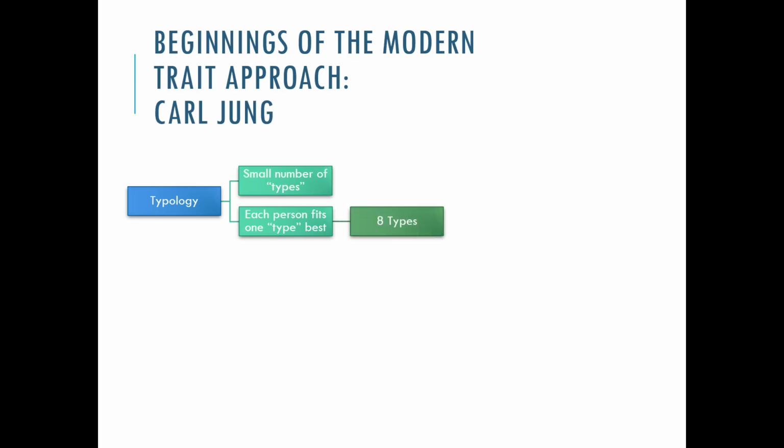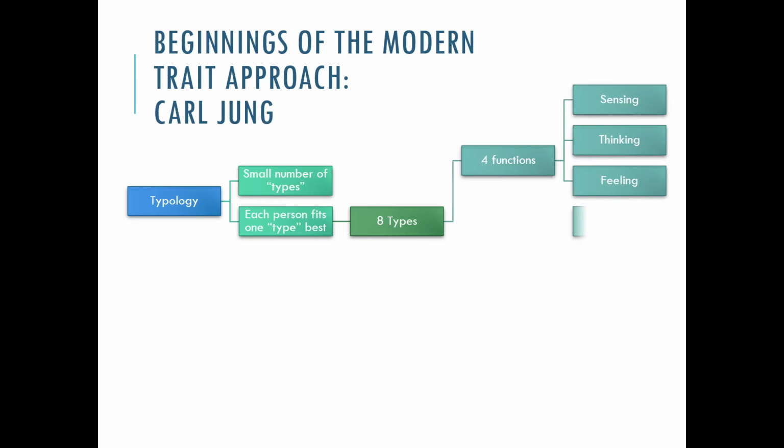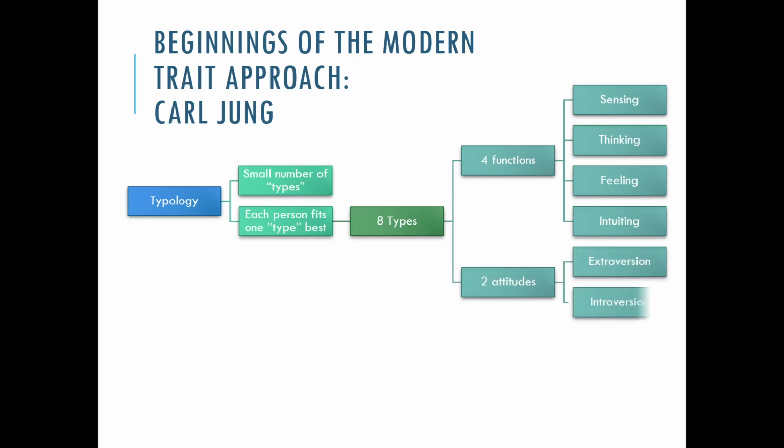He hypothesized that there were 8 basic types of people. Those 8 types of people come from a combination of 4 functions, he called them. And those functions are sensing, thinking, feeling, and intuiting. So these are the 4 basic functions of personality. And then 2 attitudes. And those attitudes are extroversion and introversion. So sort of attitudes towards the exterior world or the interior world would be extroversion and introversion.